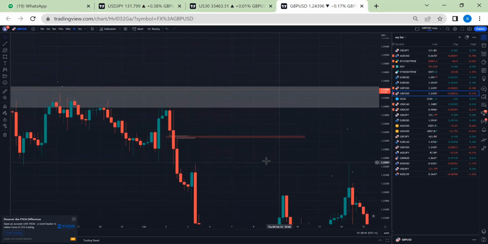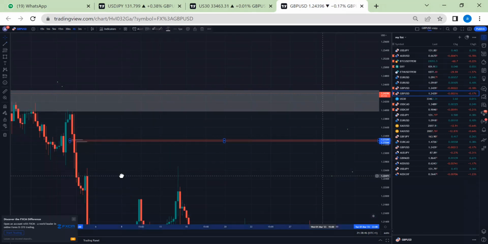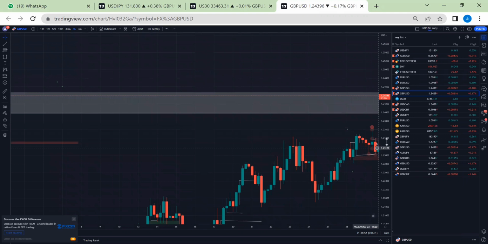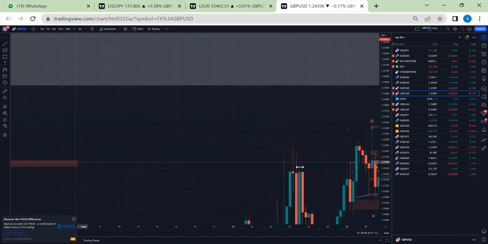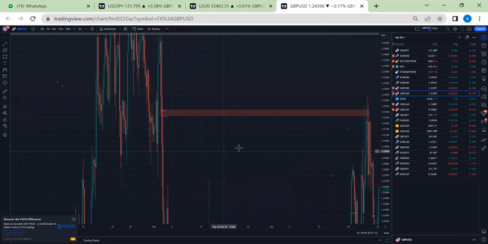Okay, so if you keep dragging this point to the left, you see that later on price still comes and fills it. So price filled it at this point. Okay, so that's the concept of imbalance.